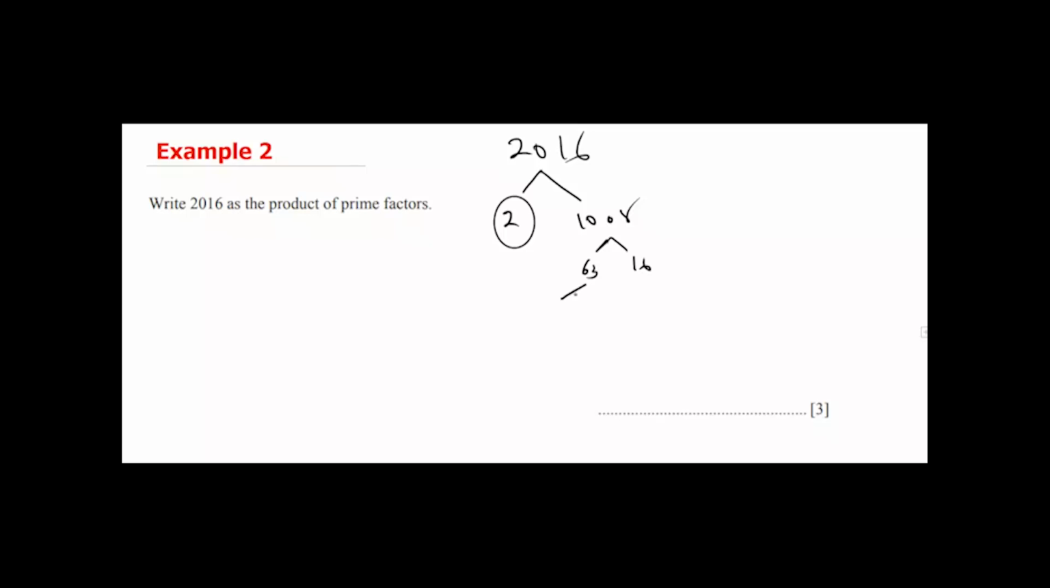So I know that 63 is the same thing as 7 times 9. So 7 is one of my answers as it's a prime number. So I have to split 9 again. It will be 3 by 3. So this is part of my answer. This is part of my answer. So I'm done with 63.